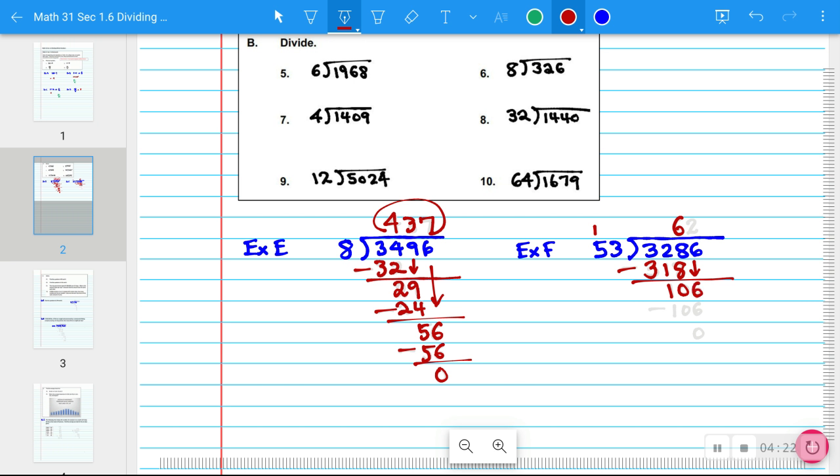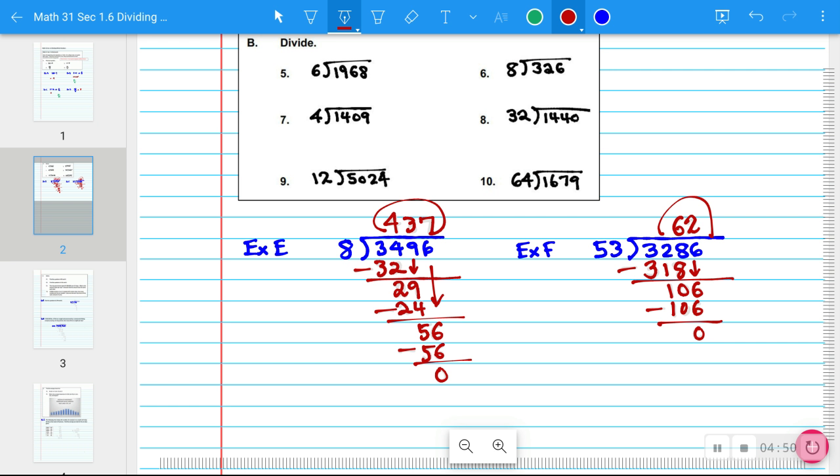And now the question is how many 53s, let me get rid of that old carry mark here, how many 53s go into 106? Well, how many 5s go into 10 would be a good place to start. So 2 times 3 would be 6. 2 times 5 is 10. That worked out just perfect. So this is a quotient of 62 with no remainder.